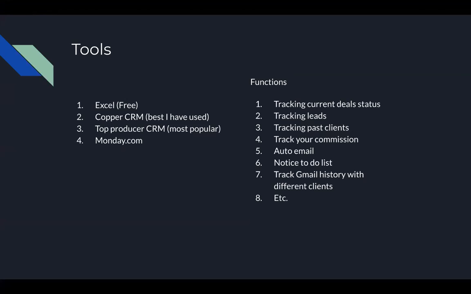Or even automations. Automations about sending email, sending notifications for you to do something, or tracking your commission so you can estimate how much you are earning this year. Are you hitting your goals? And notice your to-do list, what you have to complete this year. And also track your Gmail history with different clients. The software sometimes can put all the information of the same client into one group, so it's easier to find all the emails for the same client.